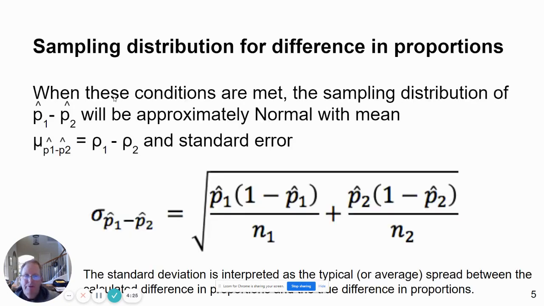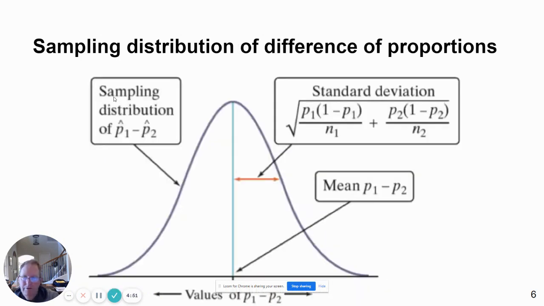When these conditions are met, the sampling distribution of p-hat1 minus p-hat2 will be approximately normal, with a mean equal to ρ1 minus ρ2. And this right here is the standard error for a confidence interval, a Z interval for difference in proportions. This is the standard error for the confidence interval. And here I have a diagram showing just what we did here.